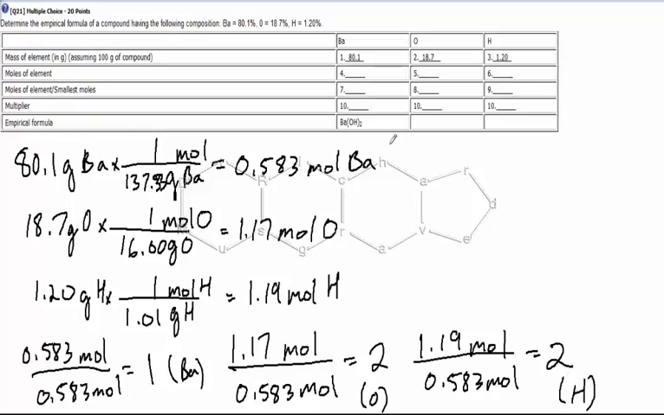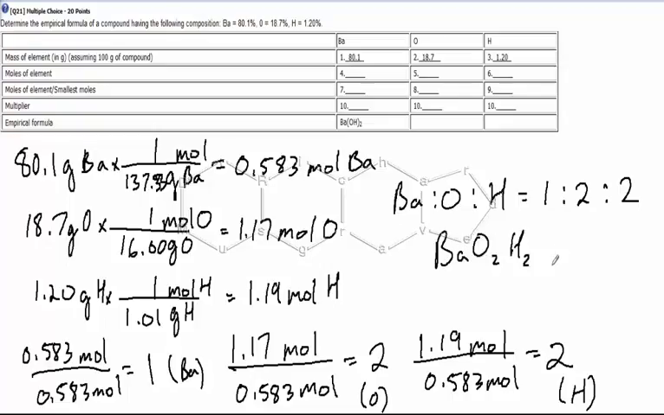Since these are all whole numbers, then the multiplier is just going to be 1 right the way across. So the ratio here, barium to oxygen to hydrogen, would be 1 is to 2 is to 2. So we're going to end up getting our formula as being BaO2H2, or if you'd like, BaOH.